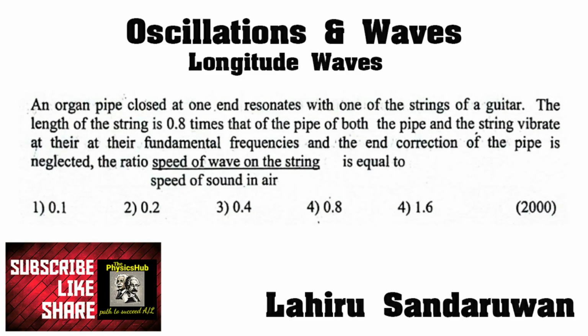An organ pipe closed at one end resonates with one of the strings of a guitar. The length of the string is 0.8 times that of the pipe. If both the pipe and string vibrate at their fundamental frequencies and the end correction of the pipe is neglected, the ratio of the speed of wave on the string divided by the speed of sound in air is equal to?